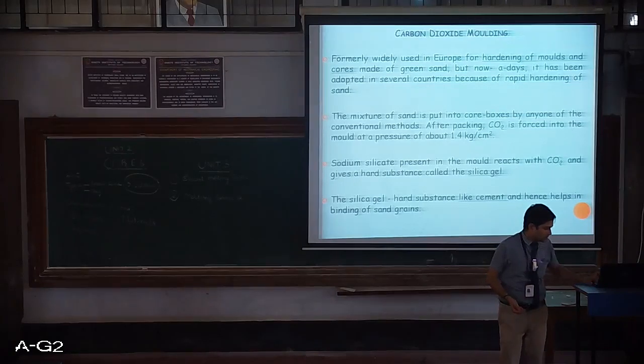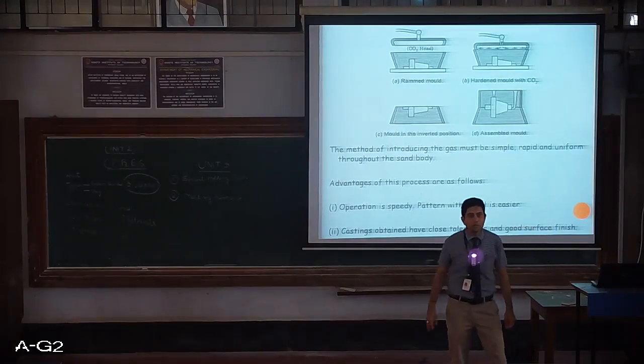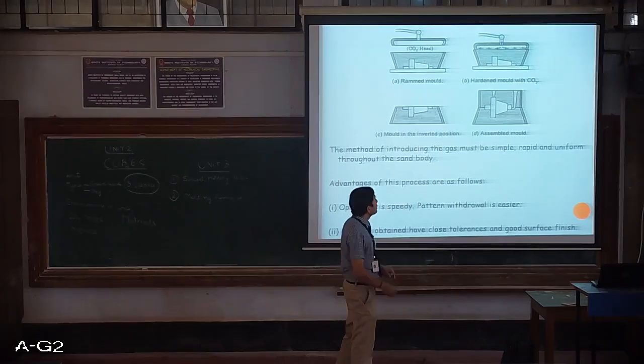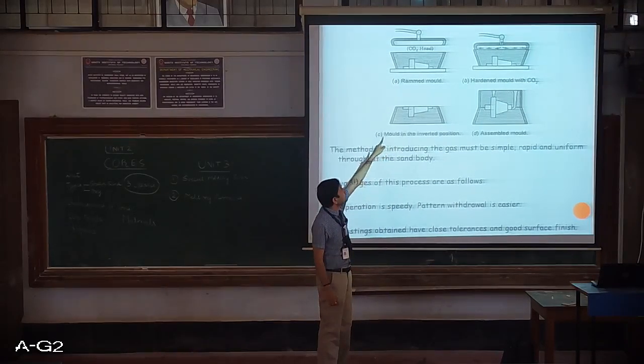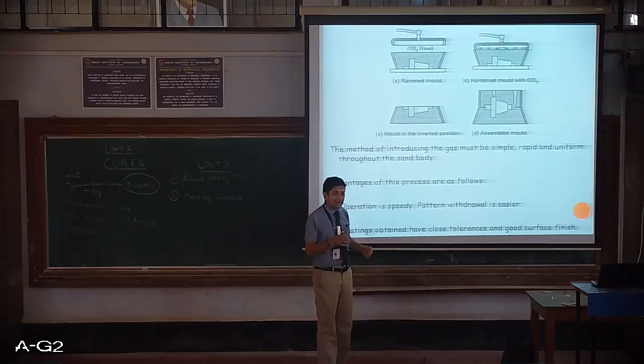So you can see this image over here. This image will tell you how it is being done. You can see that the ram mold is there. Initially the mold is being rammed with the pattern kept inside. You can see that there is a pattern being kept there. Then the molding box is there. Sand is being filled inside, and then it is being rammed. So it's called as a ram mold.